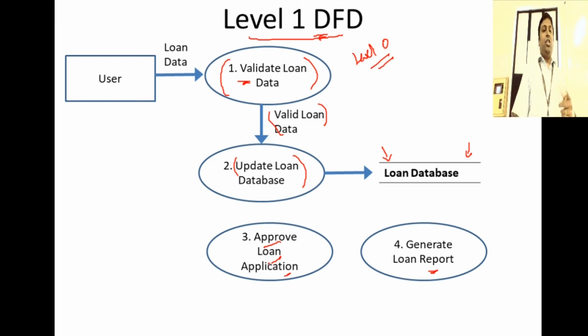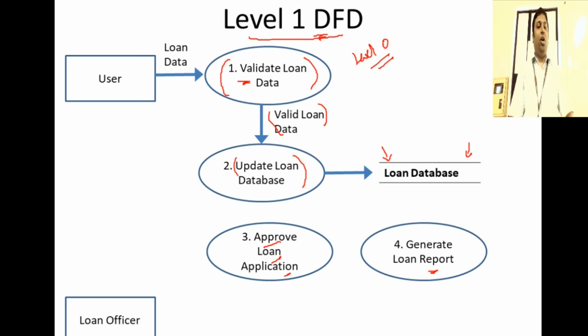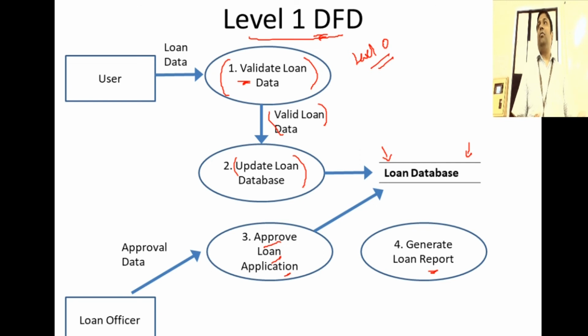Approve loan application, who is going to use that? Loan officer. And what will be the input? Approval data. Timestamp and officer ID will be added to the loan database against that loan. And this will also be moved to the loan database, you see.